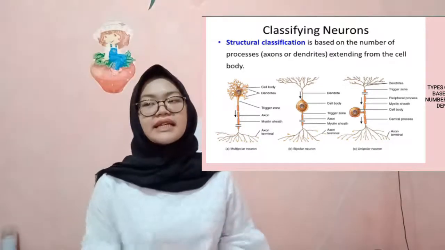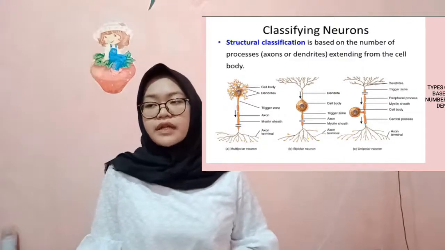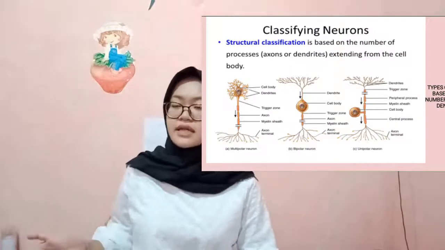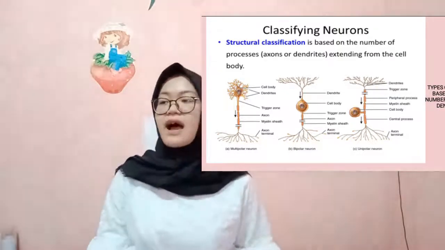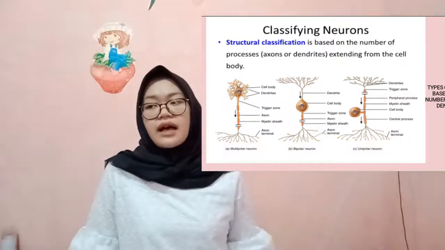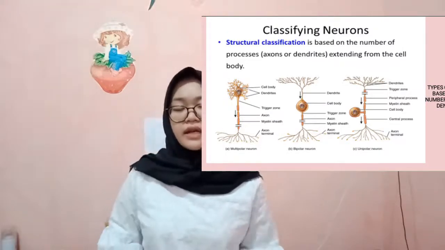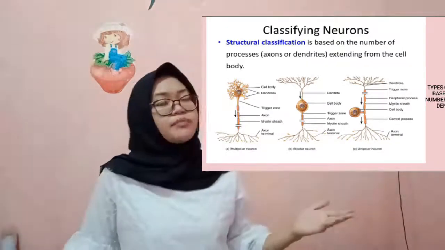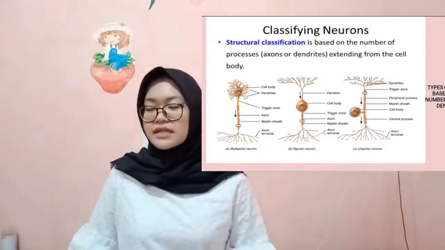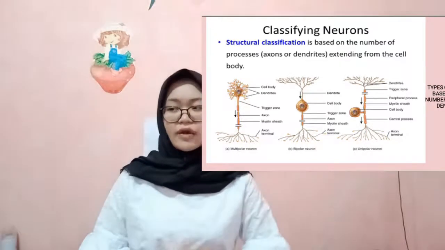Okay, that is exactly right. A multipolar neuron is a neuron that has more than two processes, on one side axons and on the other side dendrites. While a bipolar neuron has two processes, just two, one axon and one dendrite. And a unipolar neuron or pseudounipolar neuron just has a single process.